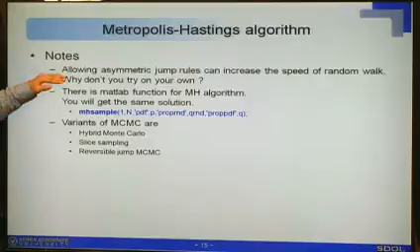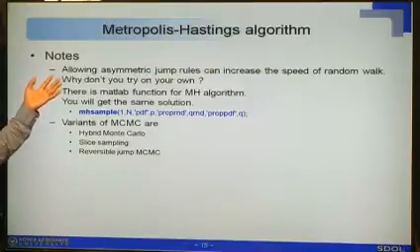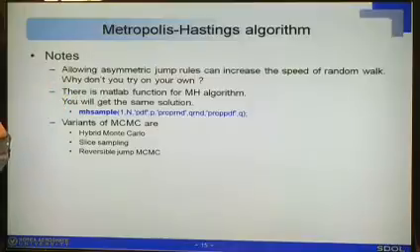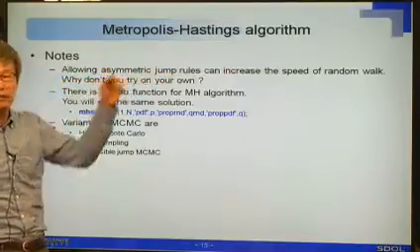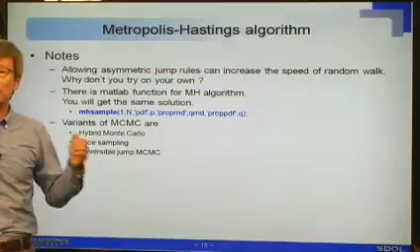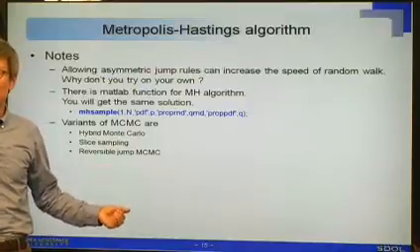I did not practice myself in case of Metropolis-Hastings. And if anybody is interested, you will employ the asymmetric, another kind of proposal distribution for this purpose. And the textbook states that if we employ the asymmetric proposal distribution, it will speed up the convergence of the iteration.